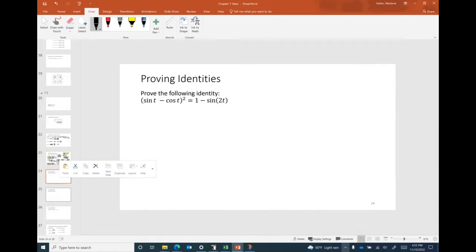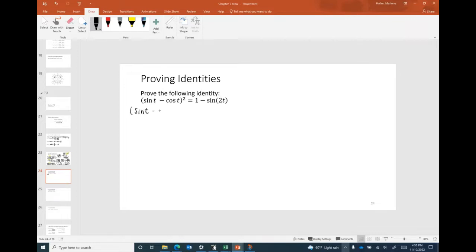So these double angle formulas can also be valuable in proving identities. Let's look at a few of these. All right, so here we're going to prove the identity that sine t minus cosine t, all of that squared, is equal to 1 minus sine of 2t. Recall that when we're proving an identity, we only want to work on one side of the equation. So we need to choose a side to work on. I think I'll choose to start on the left-hand side. And I think what I want to do first is just multiply this out. Let's just simplify it and look at it.